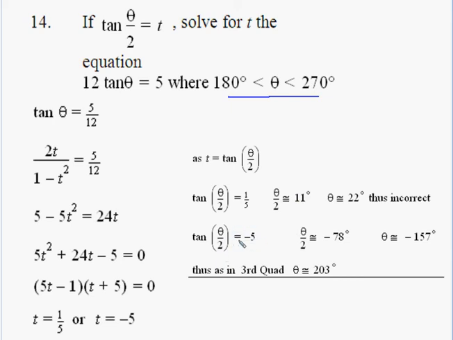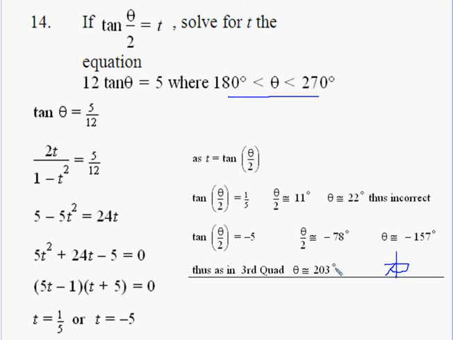So what we've got to look at there is when we're in tan of theta on 2 being minus 5, we get a theta on 2 is minus 78, or theta then would approximately be minus 157, which is going to be in the third quadrant. Well, minus 157, if you remember, would be going back into the third quadrant.